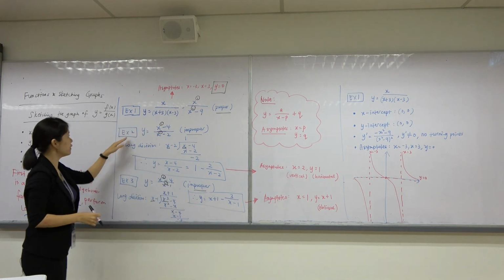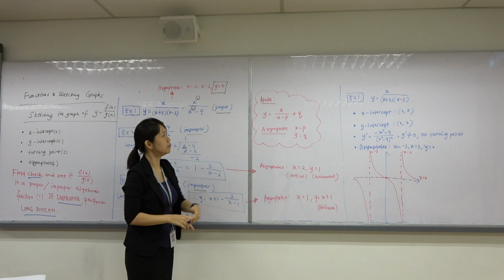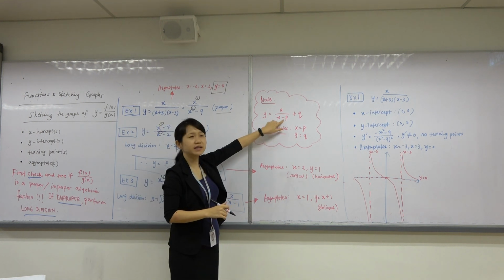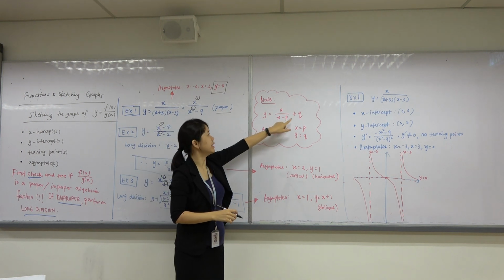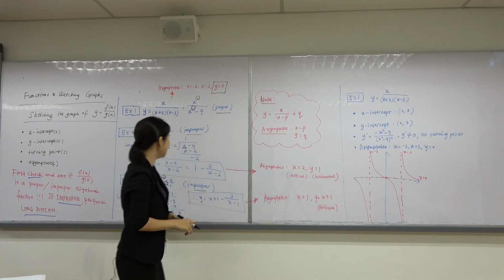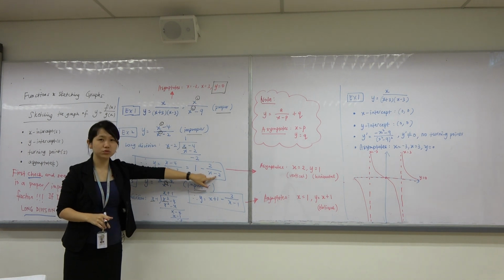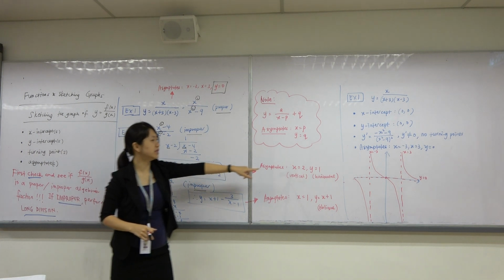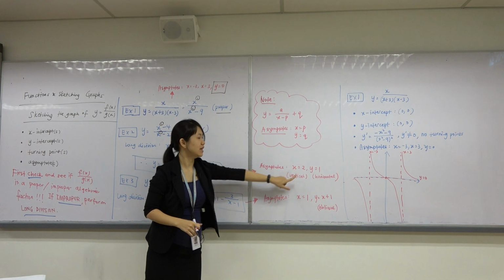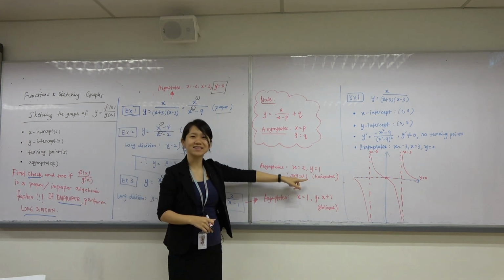Right? What about for this one? Based on what I've told you, we always take our vertical asymptote at the bottom, and it is always this number that we take as our horizontal asymptote. Hence, x equals 2 will be my vertical asymptote, and y equals 1 will be my horizontal asymptote.